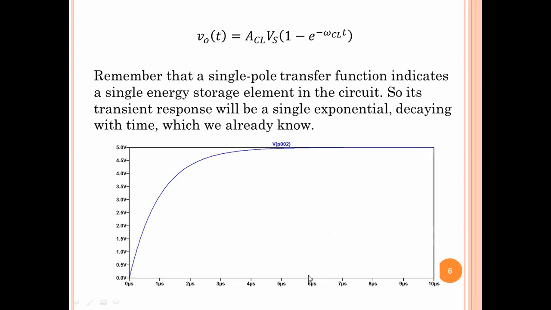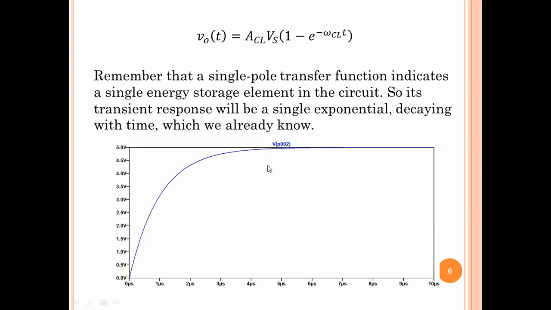In fact, if you recall, a single pole transfer function indicates a single energy storage element in the circuit, and we know very well that a single storage element in a circuit will cause a single exponential when a unit step is applied to the input. So this is a very well-known result. We've seen it multiple times before. So just kind of qualitatively to plot this, initially the output voltage is 0 and it rises exponentially to a final value. I have just taken some value 5 volts here for this plot.